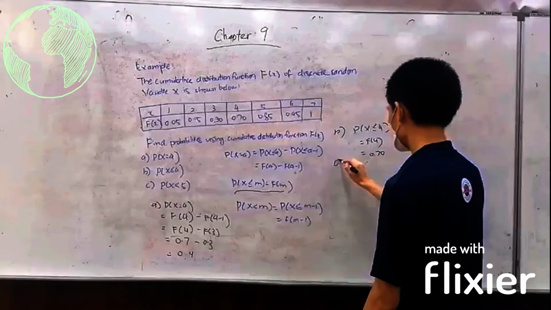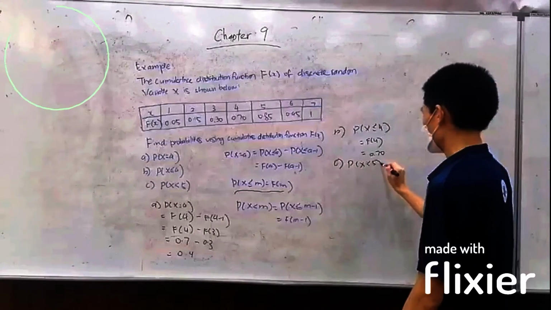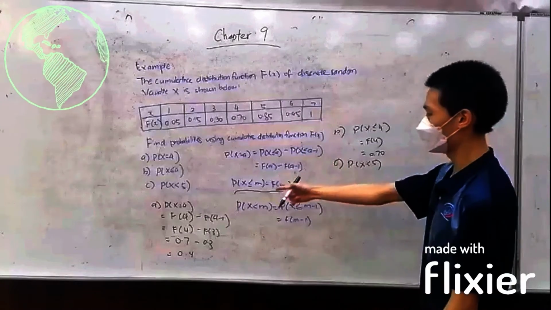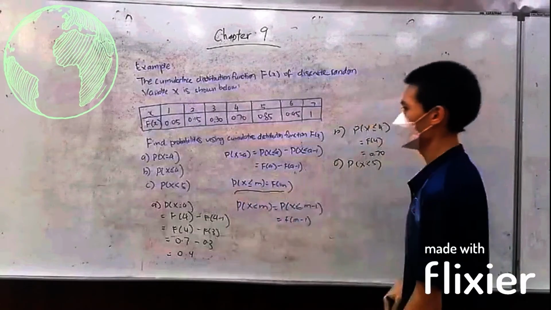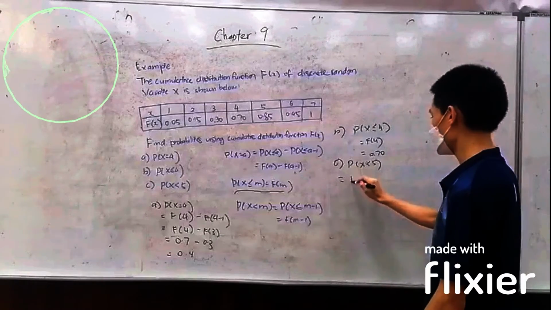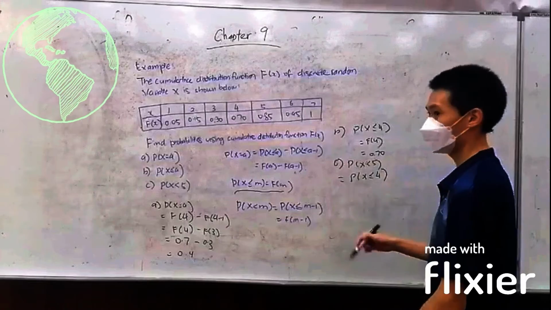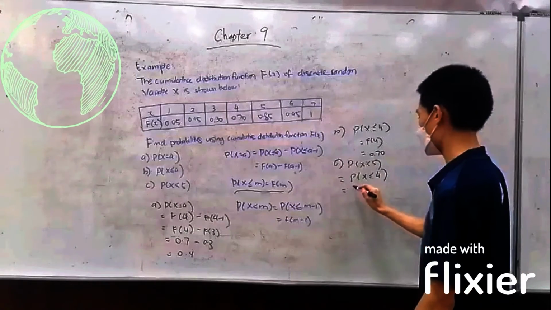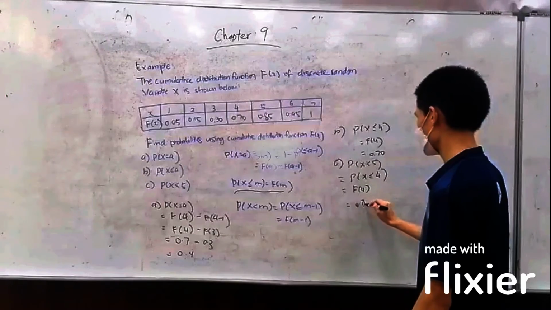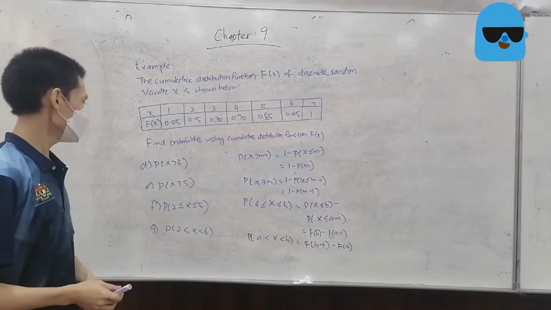And C, we ask you to find P(X < 5). Because it's less than 5, not equal, we have to relate it to the definition of the cumulative distribution function. So P(X < 5) is P(X ≤ 4), which we relate to F, so it equals F(4). F(4) is definitely 0.7.